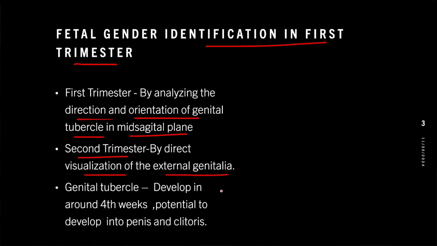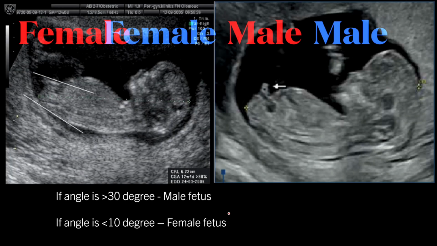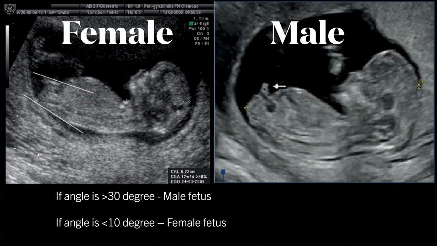Genital tubercle is a fetal structure which has a potential to develop into male sex organ penis and female sex organ clitoris. Genital tubercle develops early in the development, in around 4th week of gestation. However, it looks similar in both sexes until late first trimester. Here are 2 images of the fetus. One is of female fetus and another is of male fetus.